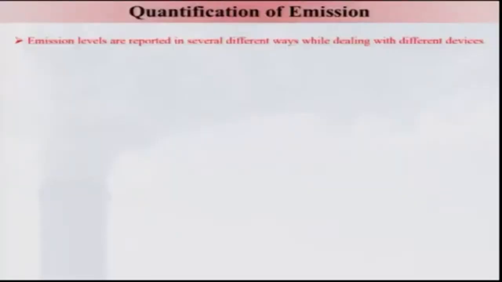Now we will be looking at how to quantify the emission level, because emission levels are reported in several different ways while dealing with different devices. For example, we are using automobile engines, and we are also using furnaces in process industries. Similarly, we have power plants producing energy and also emitting. Different people report the emission level in different ways.